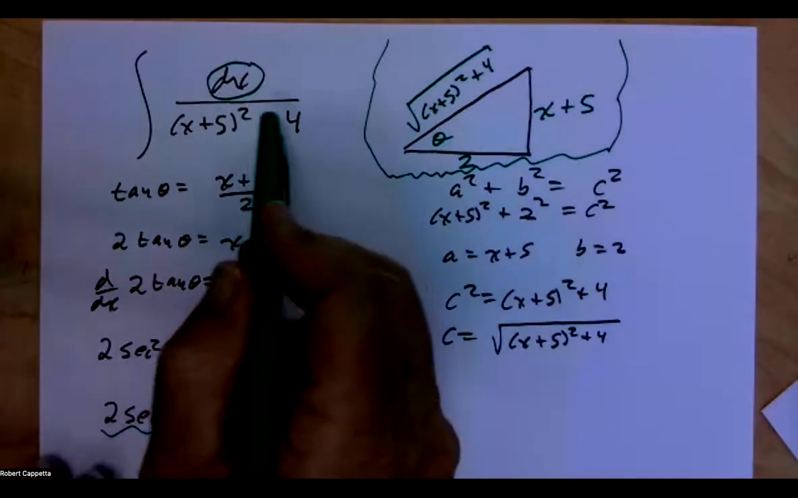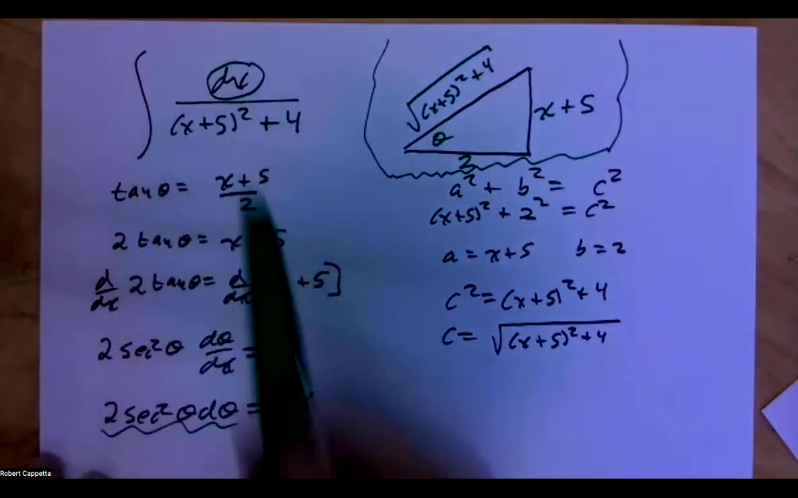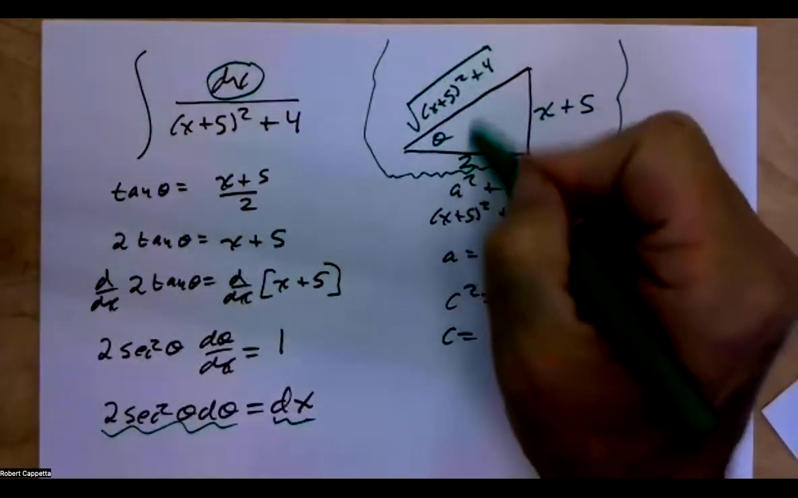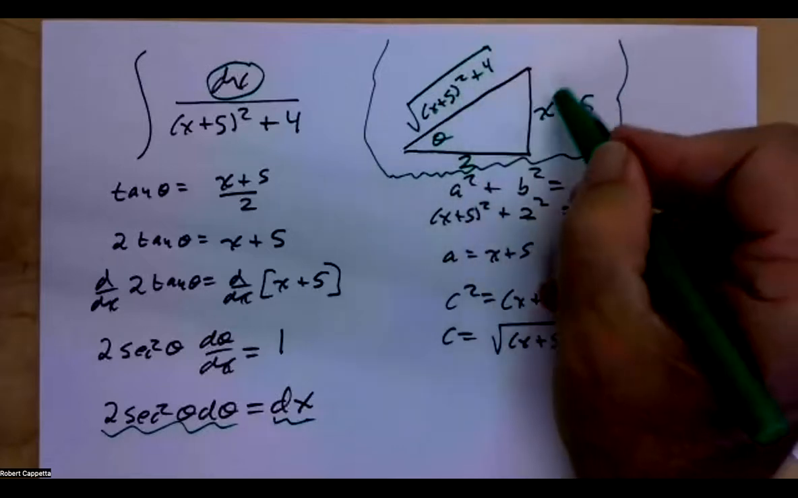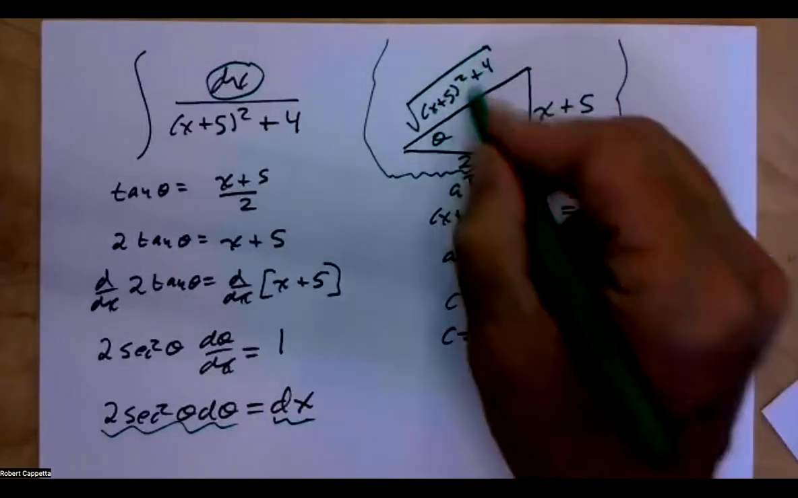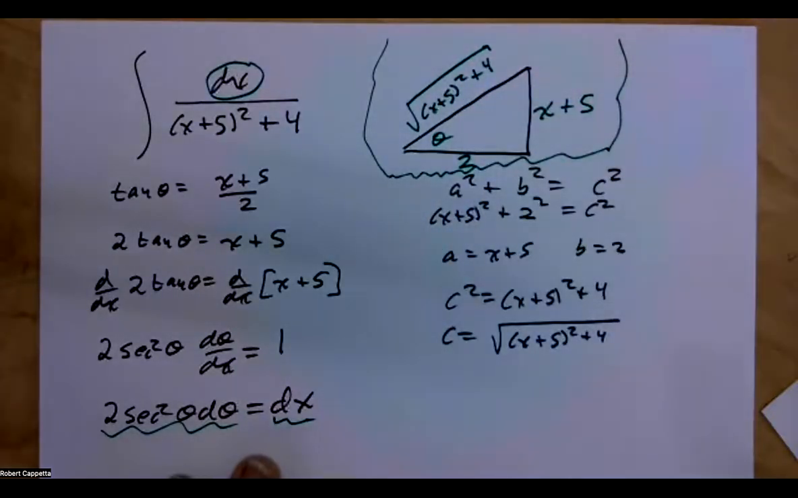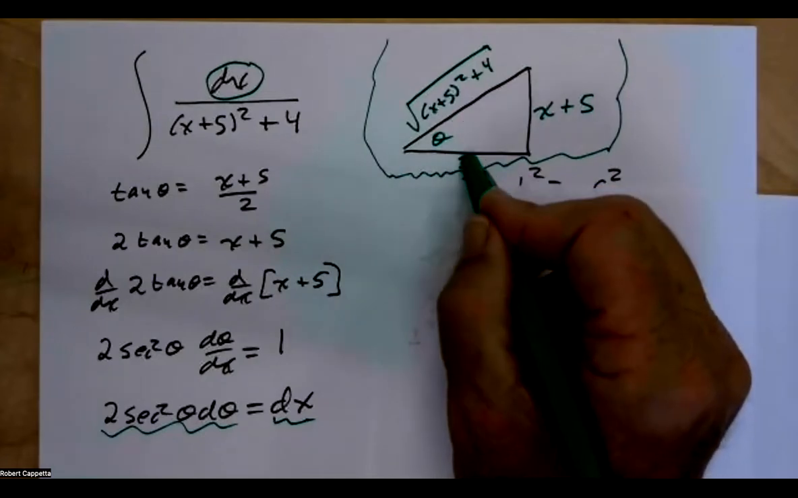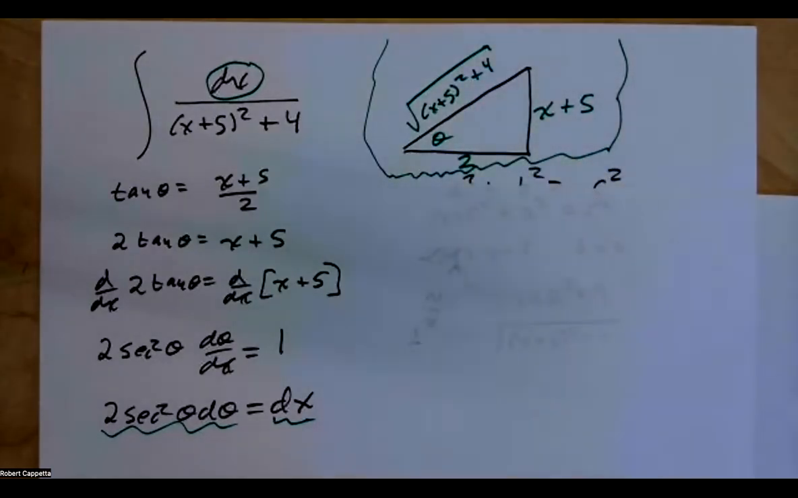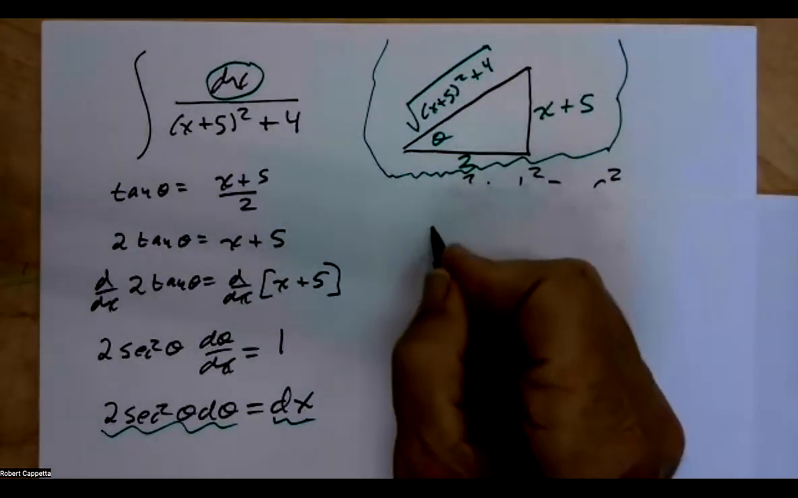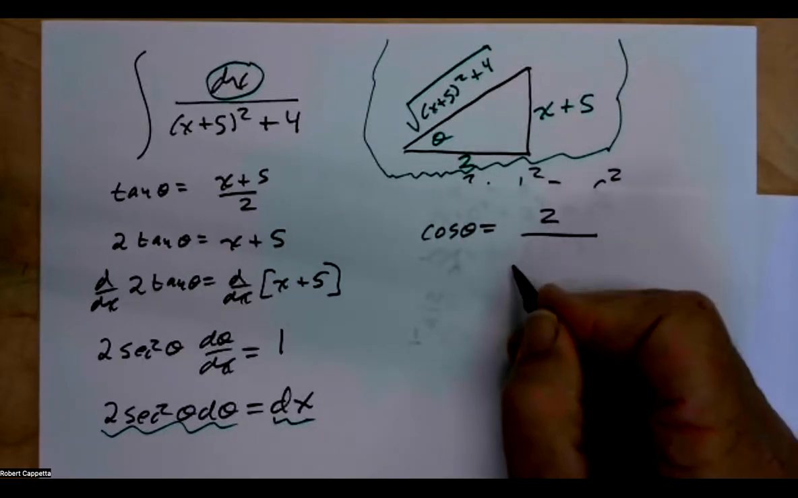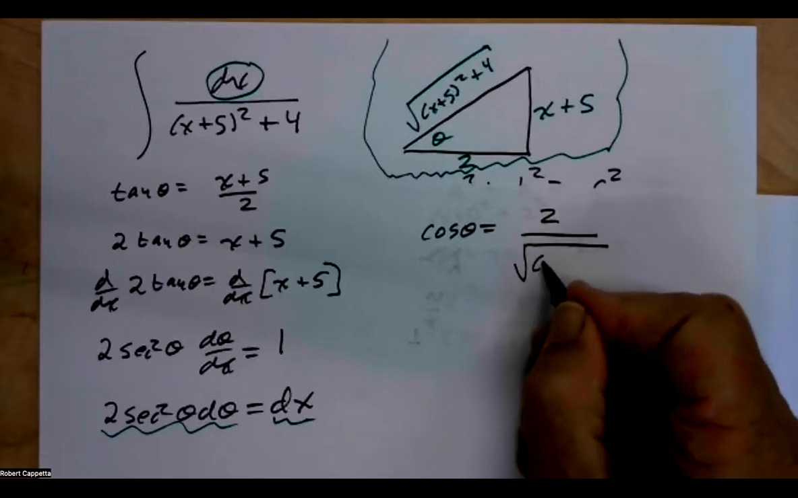Now, I also need to figure out what's happening with this thing, with x plus 5 squared plus 4. So I look at my triangle and I ask myself, what is the simplest ratio with x plus 5 squared plus 4? Not these two, because there's x's in both pieces. These two would be the simpler ratio. So if that's the case, what am I going to say? Well, I have this side adjacent, that side is hypotenuse, that's cosine. So we'll say cosine theta is the adjacent 2 over the square root of x plus 5 squared plus 4.